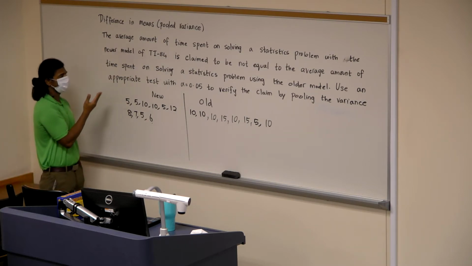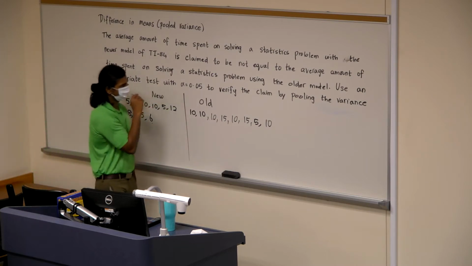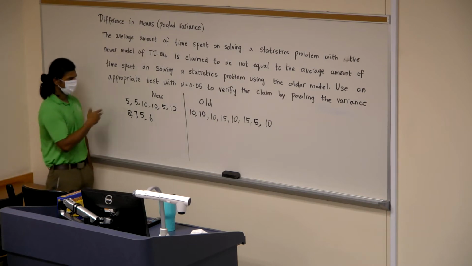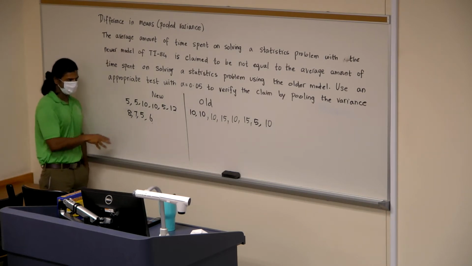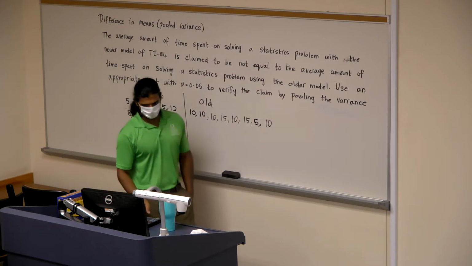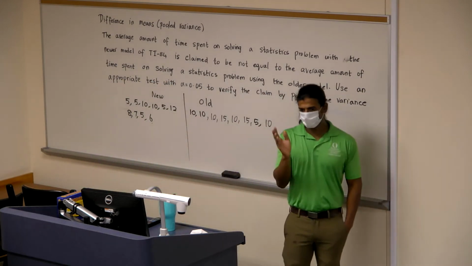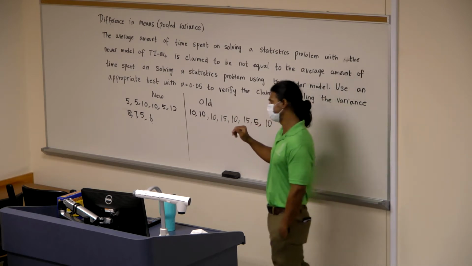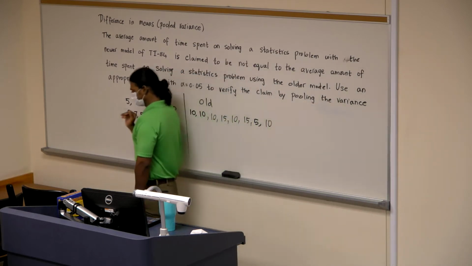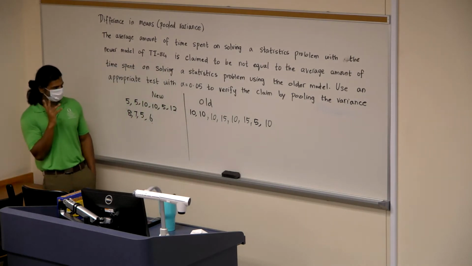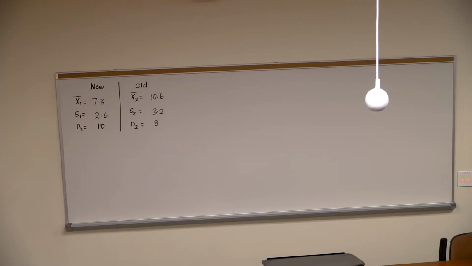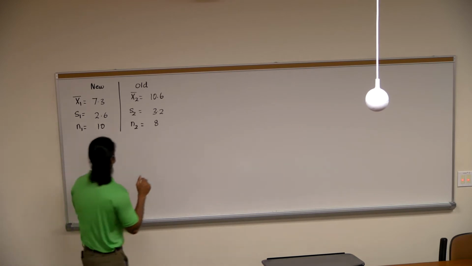And we have to use an appropriate test with alpha equals 0.25 to verify the claim by pooling the variance. This is the sample that we have for the new model, and that's the sample that we have for the older model. And you all know how to find the mean and standard deviation for each of these samples using the calculator. So go ahead and put these observations in the calculator and tell me what the mean and the standard deviation are. So those are the sample statistics that we obtained using the calculator.